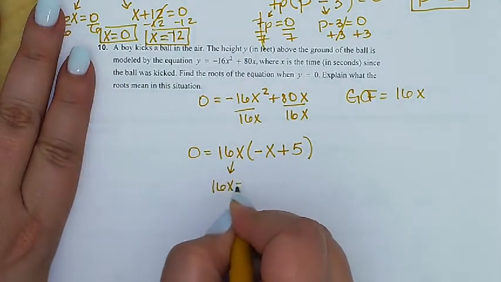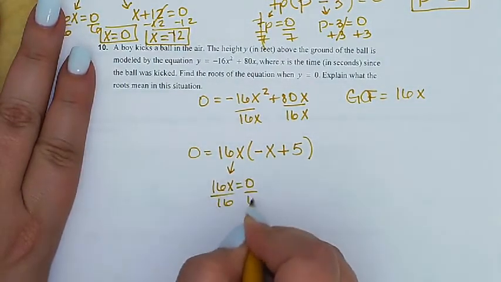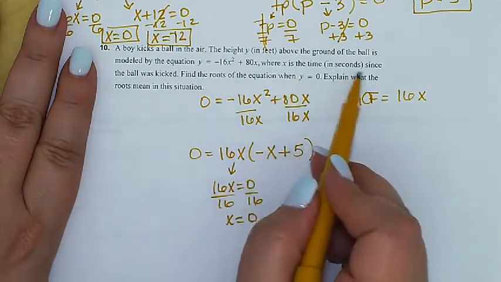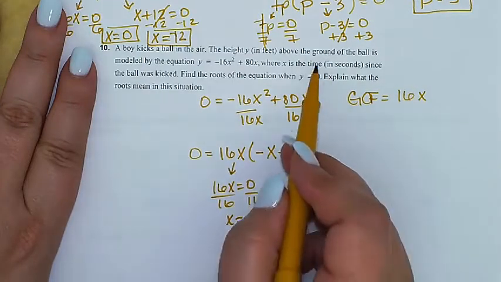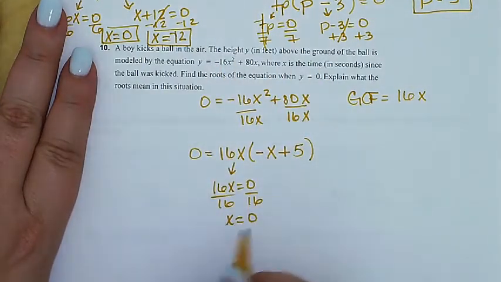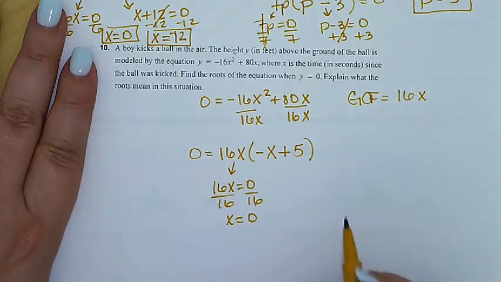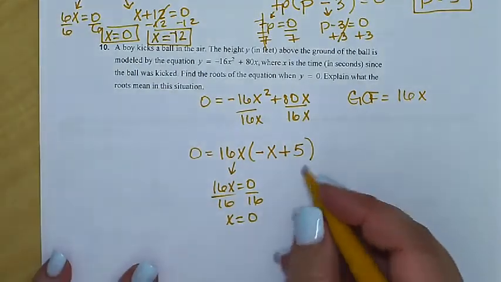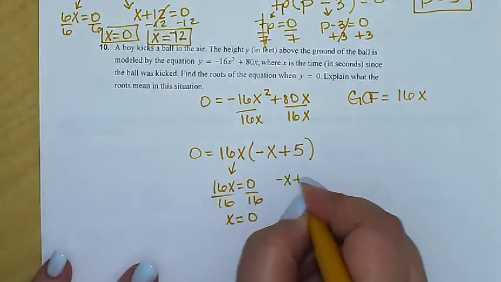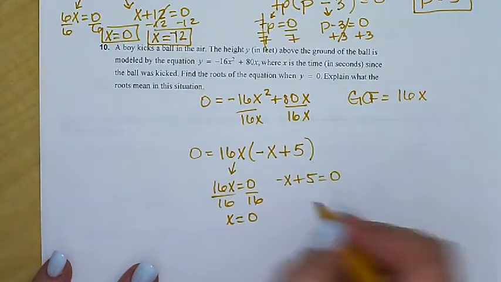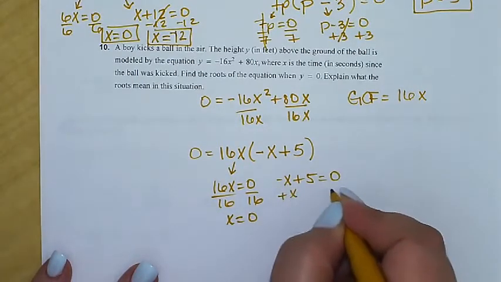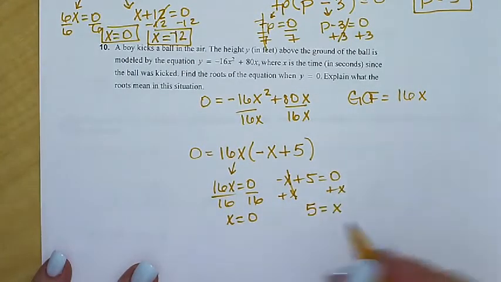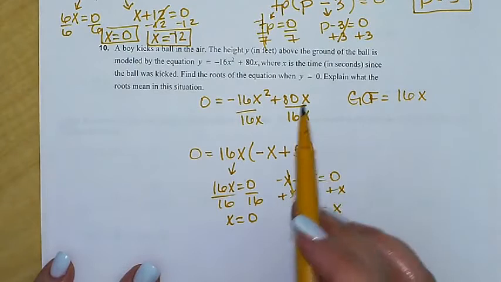So we've got 16x is equal to 0. If I divide, I get x is 0. That's one of the times since the ball was kicked, or the height of the ball. So at 0 time, the ball was at 0 height. Yeah, which makes sense because you're about to kick it. That's at the very beginning when it's still on the ground. And then for this guy, if we solve this, I'm actually going to just add the x to the other side. It's a little quicker. I get 5 equals x here. So that's our second. Okay, so explain what it means.